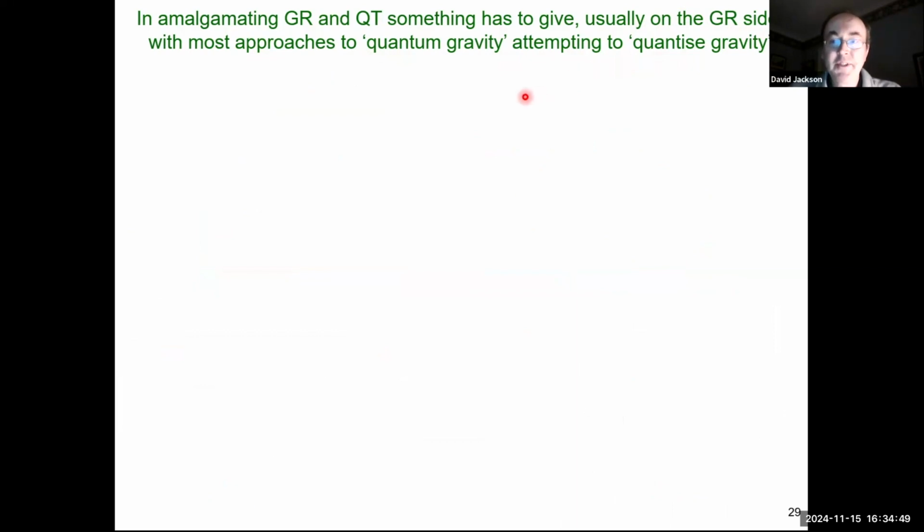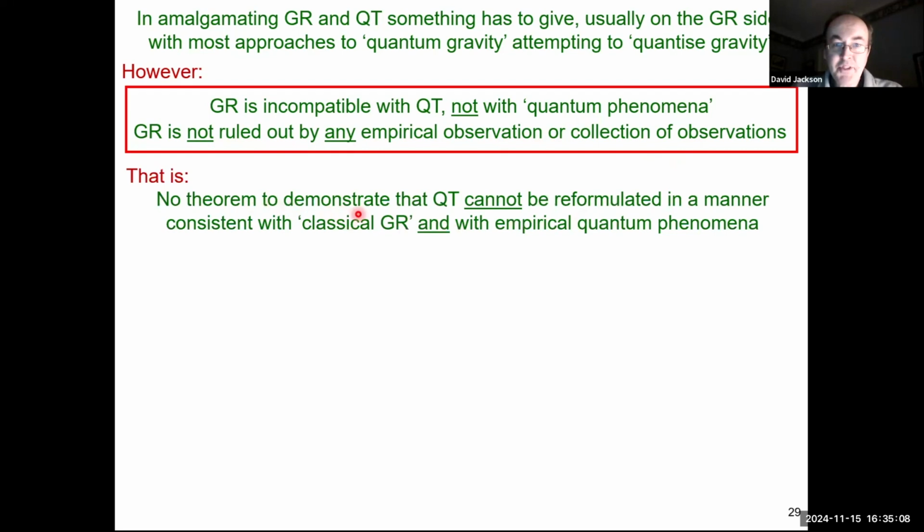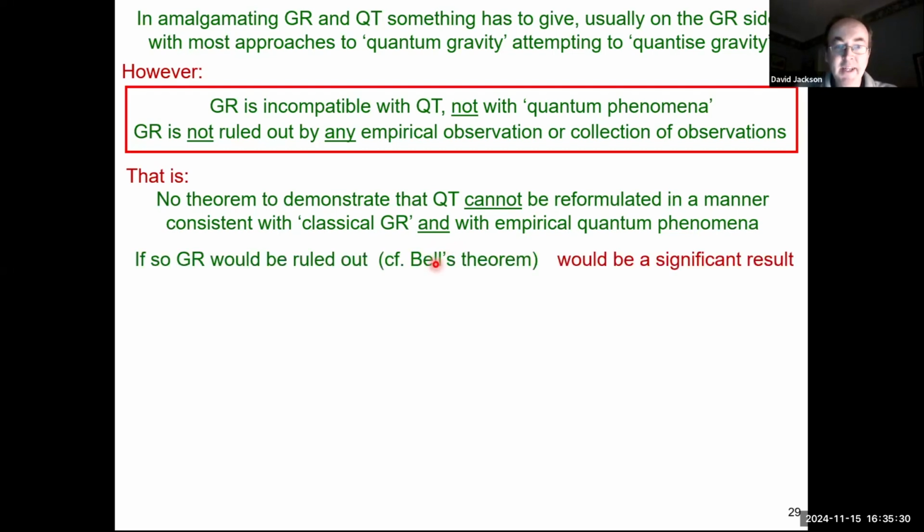But let me just try this kind of logical sequence of arguments here. General relativity is incompatible with quantum theory, but not with quantum phenomena. General relativity is not ruled out by any empirical observation or collection of observations. I think this is a true kind of statement. There's no theorem to demonstrate that quantum theory can't be reformulated in a manner consistent with classical general relativity and with all empirical quantum phenomena. It's a bit like, because of Bell's theorem, if Bell's inequalities weren't violated in all experiments, then quantum theory would be wrong. There's been no similar theorem to kind of rule out general relativity. So that would be kind of a significant result, and I don't think that's ever been done.